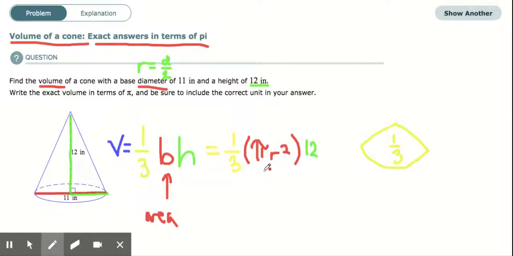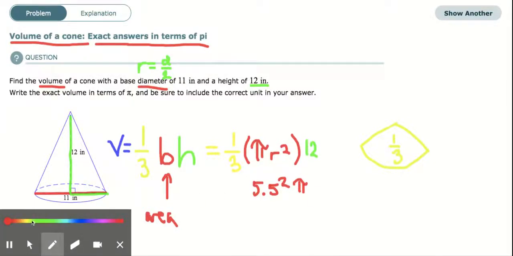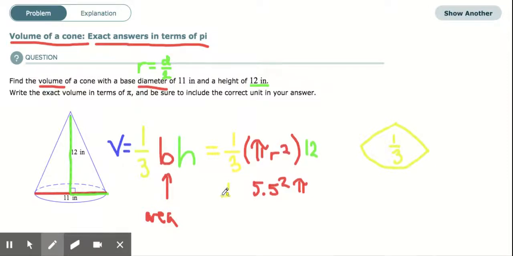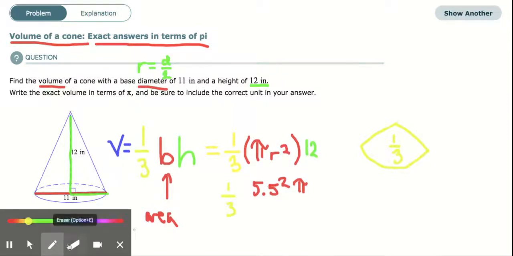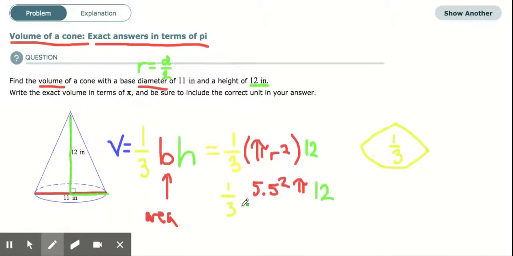So what we're going to get here is 5.5 squared times pi, times 1/3 and times 12. Well, if you take a third of 12, that's the same as 12 divided by 3, right? So when you put those two things together, you're just left with 4. 12 divided by 3 is 4.